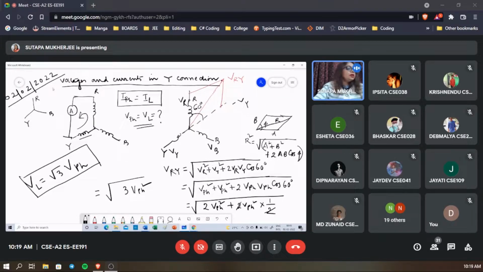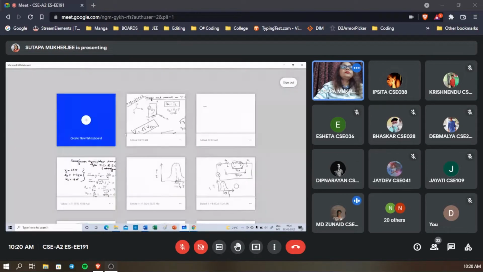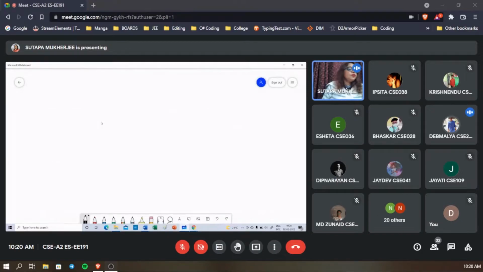Okay. Now go to delta one. So you will write in your copy the V line will be equal to root 3 V phase in case of star connection, and I phase will be equal to IL in case of star connection. Have you noted it? Yes, ma'am. So go to the another one, that is the delta connection.